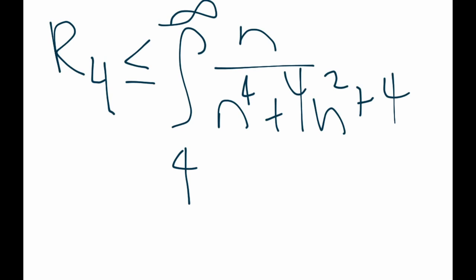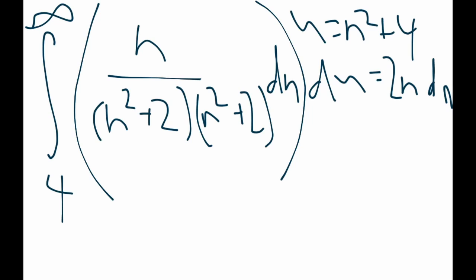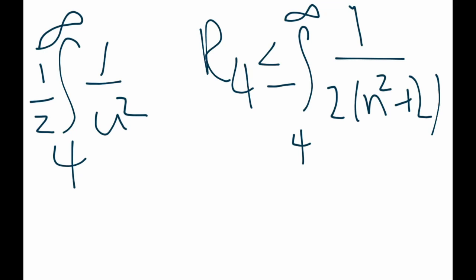0.20380573441. The remainder of the first 4 terms will be less than or equal to the integral from 4 to infinity of n over n to the 4th plus 4n squared plus 4. We're going to factor out the denominator to get the integral from 4 to infinity of n over (n squared plus 2) times (n squared plus 2) dn. We're going to use u-substitution to solve this integral. We set u equals n squared plus 4, which means that du equals 2n dn. Simplifying this integral, we get 1/2 times the integral from 4 to infinity of 1 over u cubed.